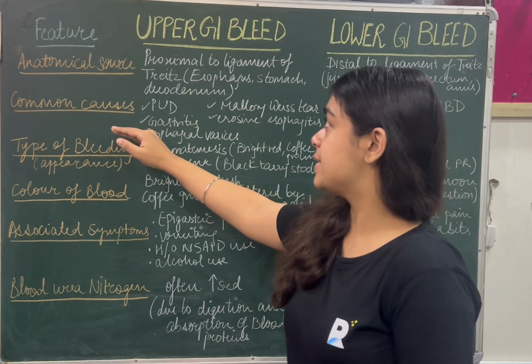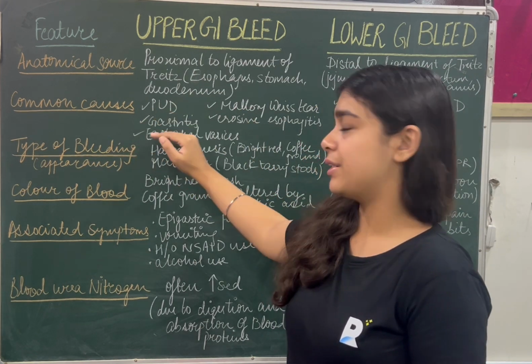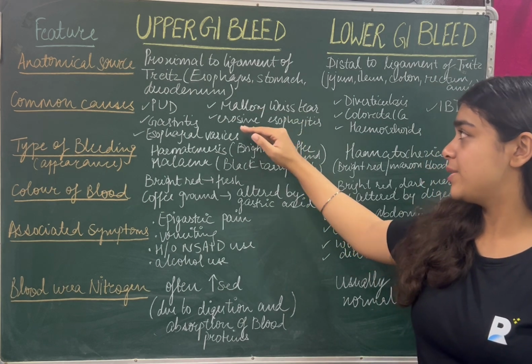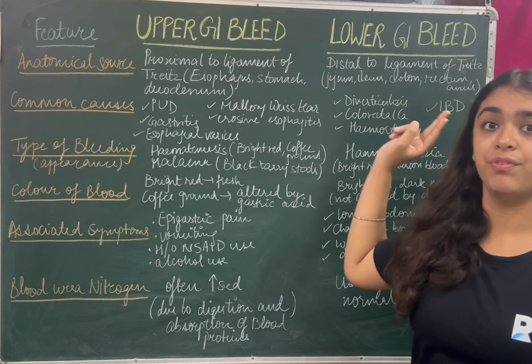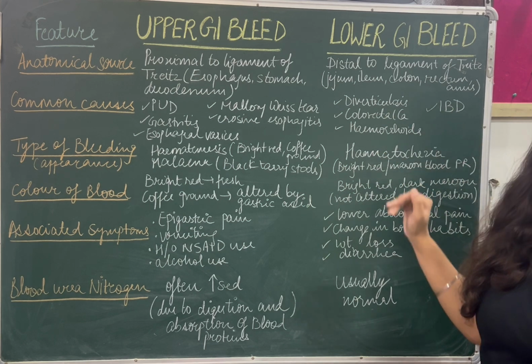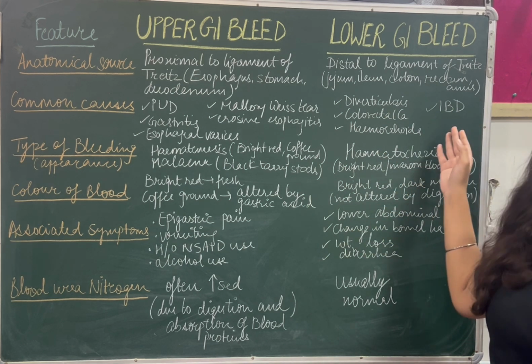Then the common causes are peptic ulcer disease, gastritis, esophageal varices, Mallory-Weiss tears, erosive esophagitis, while in case of lower GI bleed, it can be diverticulosis, colorectal cancer, hemorrhoids or inflammatory bowel disease.